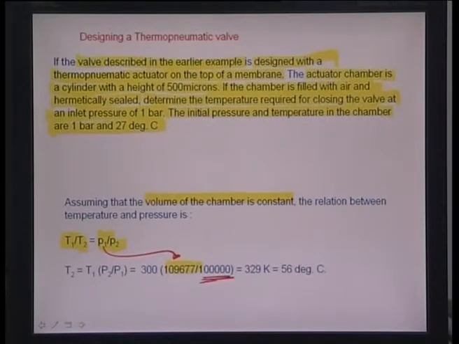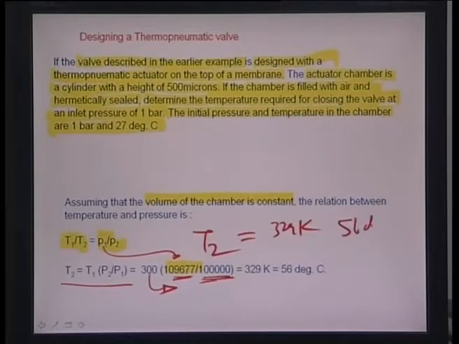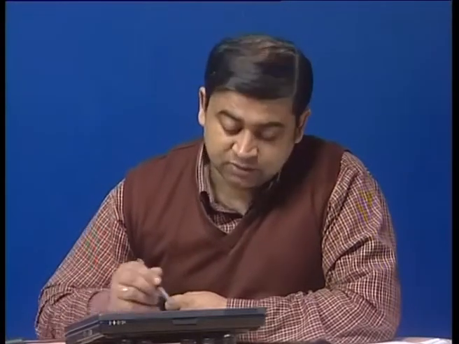The inlet pressure P2 is about 1 bar, which is about 100,000 pascals. If the inlet pressure of 1 bar is at 27 degrees Celsius, which corresponds to about 300 Kelvin, we find from this relationship that T2, the temperature required for the pressure to be 109,677 pascals, is about 329 Kelvin, which is close to 56 degrees Celsius. So, you have to heat the constant volume of the cylinder with a height of 500 microns to almost 56 degrees for the valve to self-close using thermopneumatic means. So that is how you design a thermopneumatic valving system.